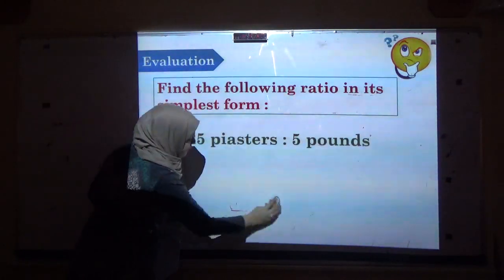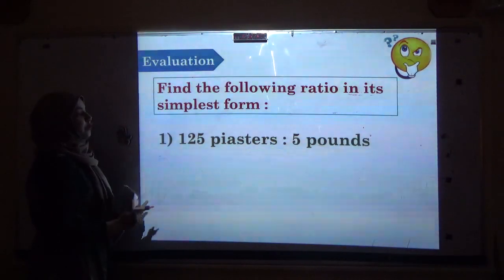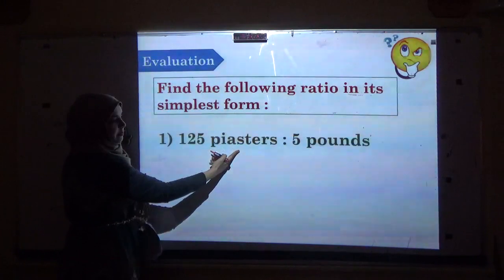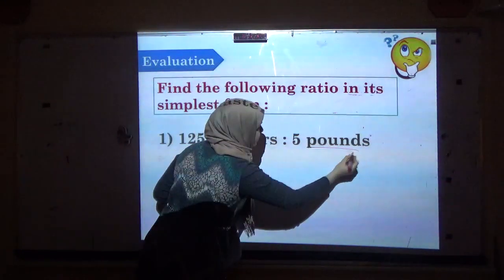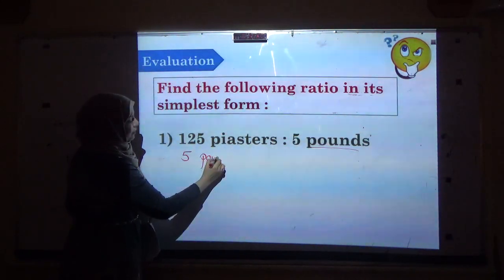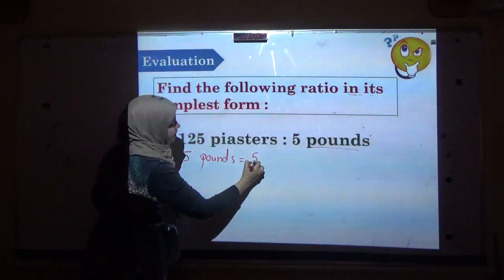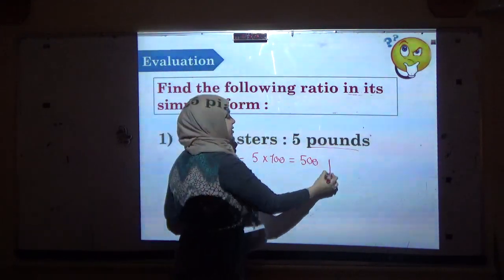Now stop this video and try to simplify this ratio by yourself. Then check your answer. 125 piastres to 5 pounds. To convert from pound to piastres, multiply by 100. So 5 pounds equals 5 multiplied by 100, which equals 500 piastres.